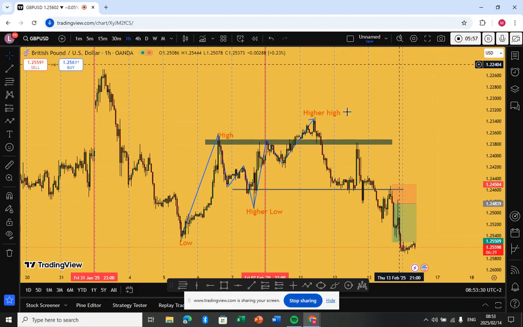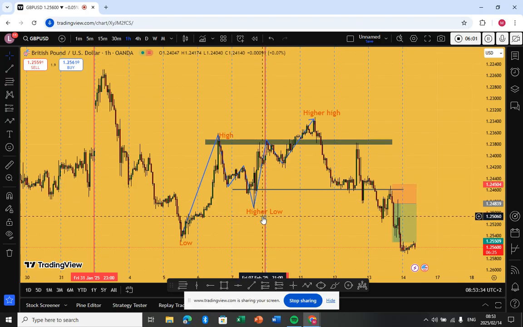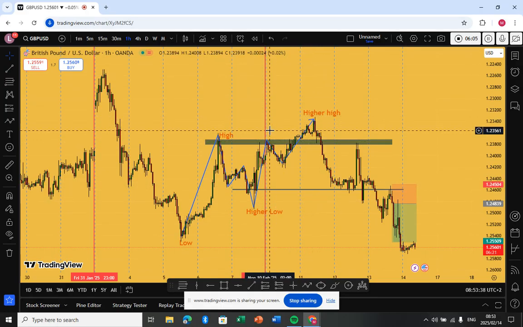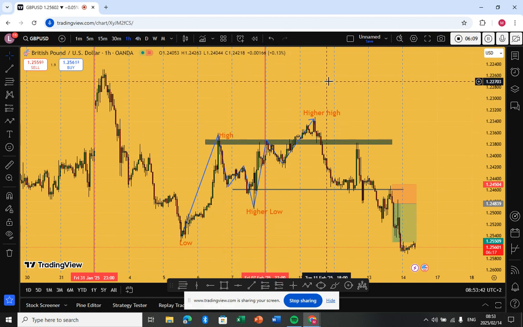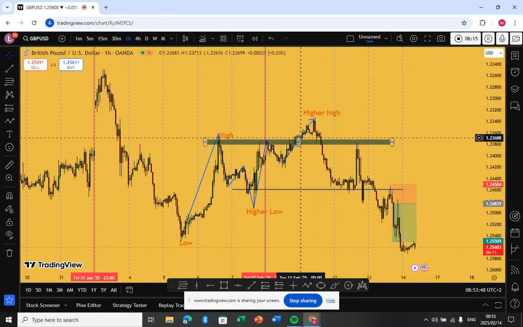Now it created a low here, created a high, a higher low, and created a higher high because this high is higher than the previous high. That's why we are calling it a higher high. Once the market does this, what I want to see is the break.